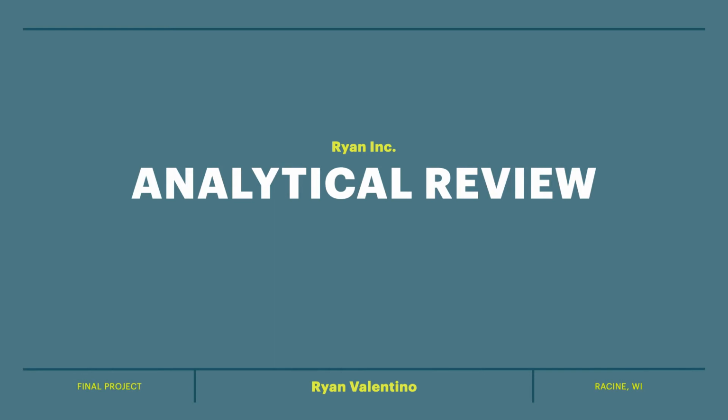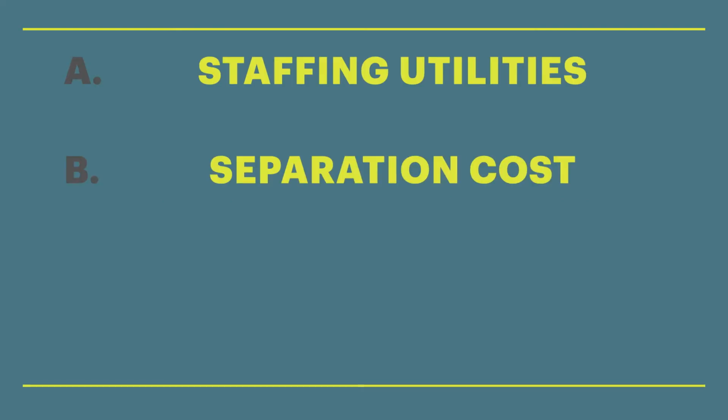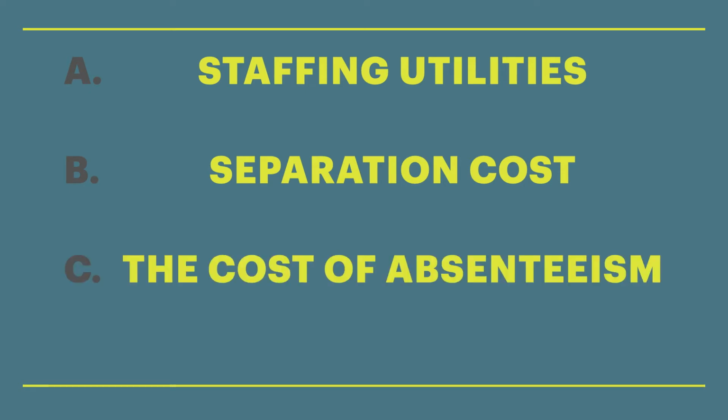I have you all here today because as I was looking into the way we run the HR department, I feel there are some ways we can utilize some analytical calculations to ensure the success of our company. The three calculations I want to go over with you today are staffing utilities, separation costs, and absenteeism cost. I believe using these metrics, I can show you how we can save money by learning the true costs of these common HR tasks.